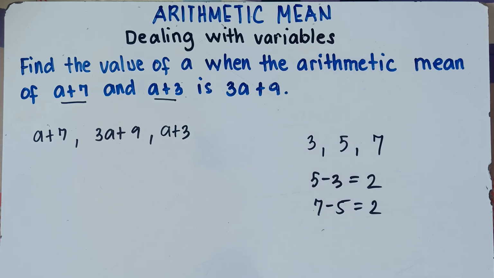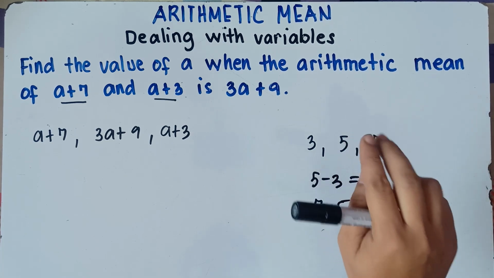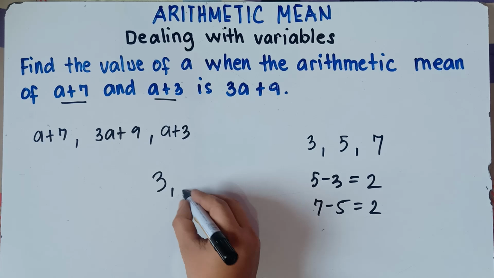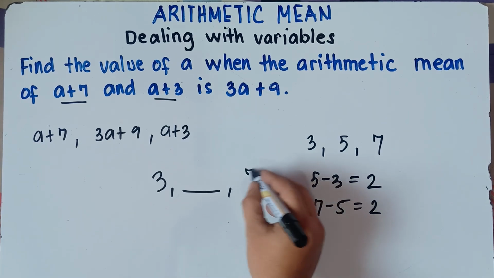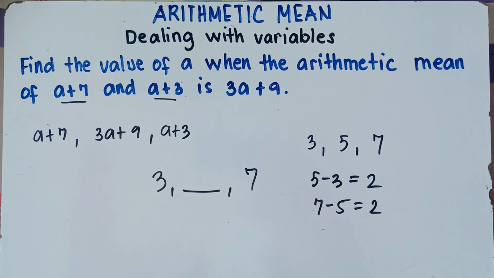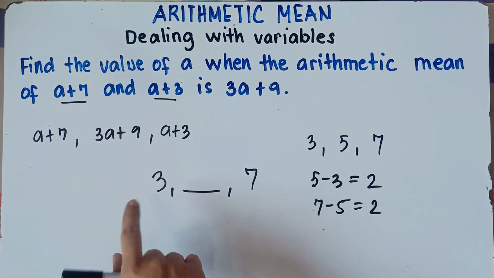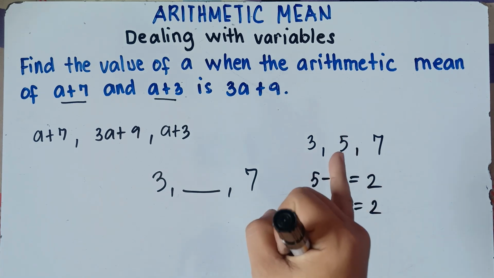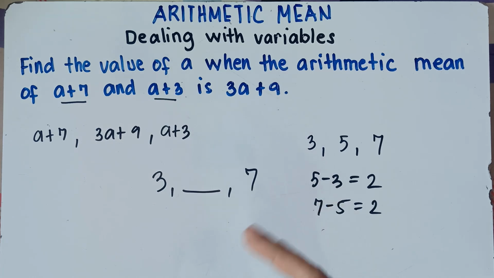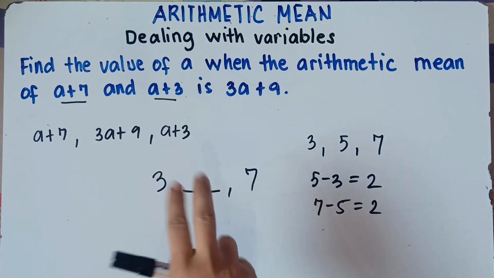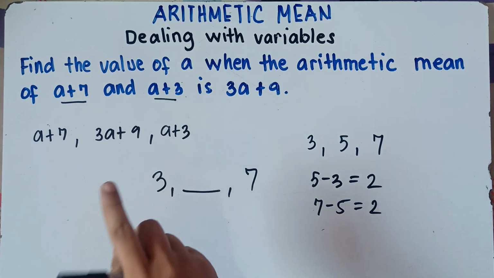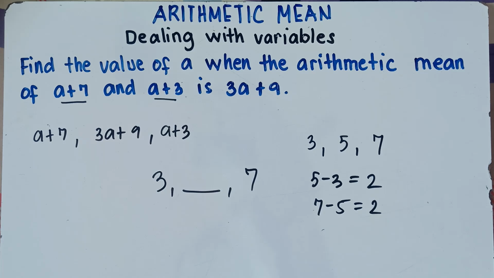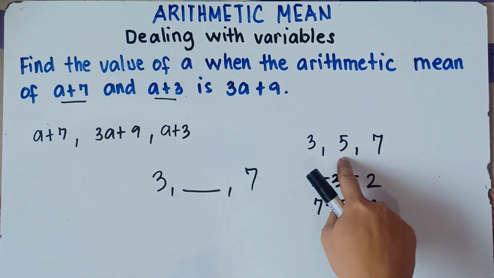Now, what if the teacher only gives you the first term and the last term, and you're looking for the average, the middle term? Example, 3, then you're told to find the average, and then 7. How will you get the average? To get the average, simply add the first term and the last term, and then divide by 2. Let's check if we get the same answer, which is 5.